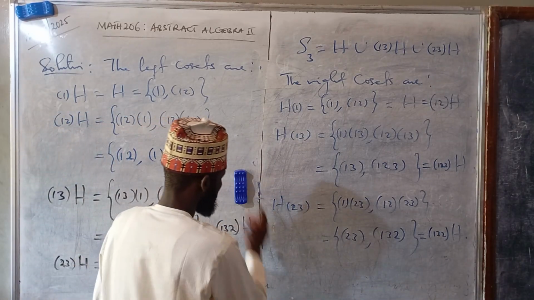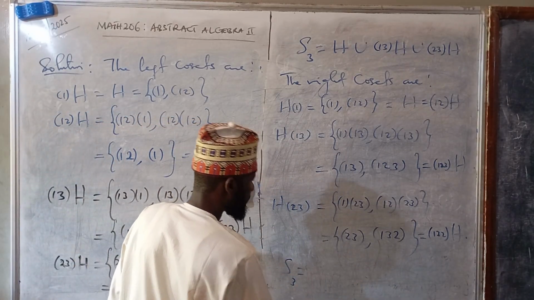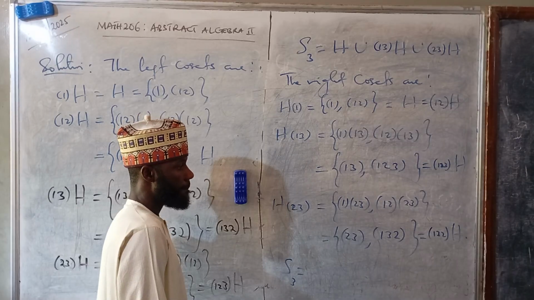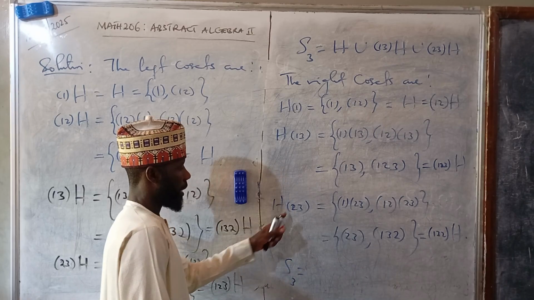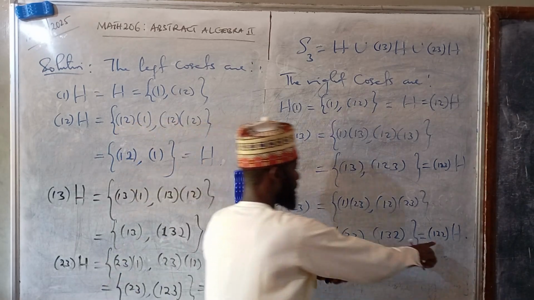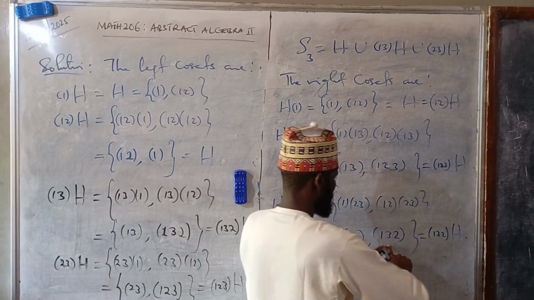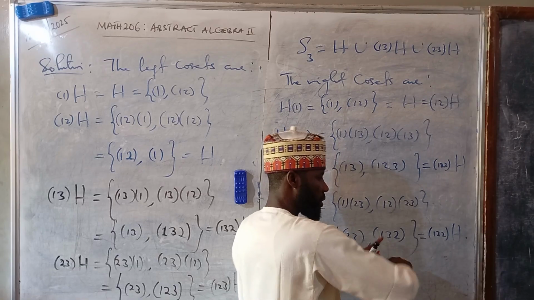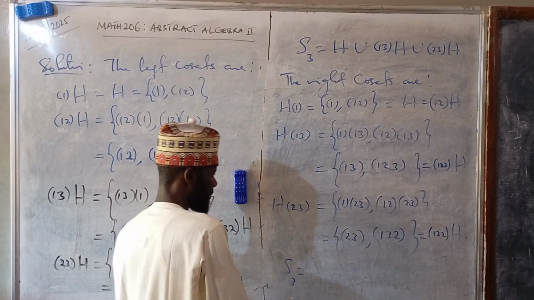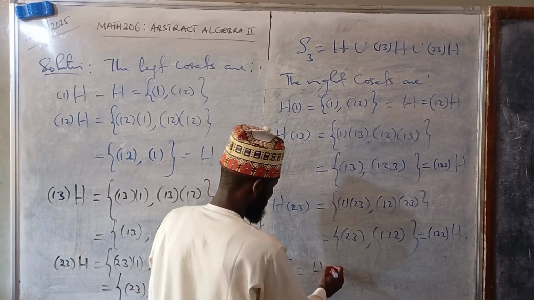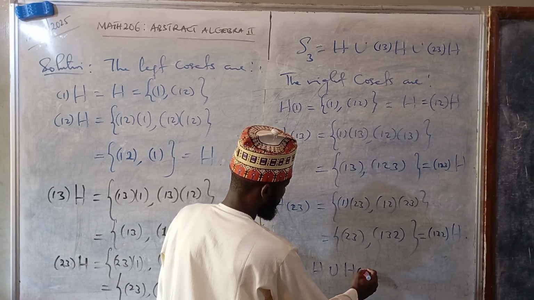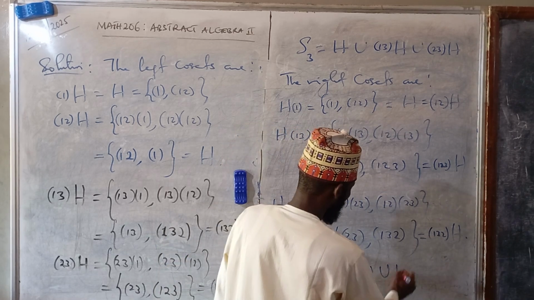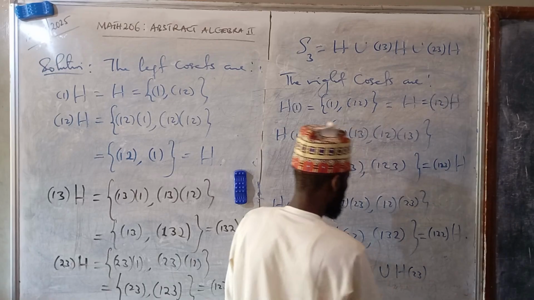And again, this coset partition. The coset generated by 2, 3 is still the coset generated by 1, 3, 2 because 1, 3, 2 is a member here. So it will still generate the same thing for us. So this is still H union H 1, 2, 3 union H 2, 3. Is that okay?